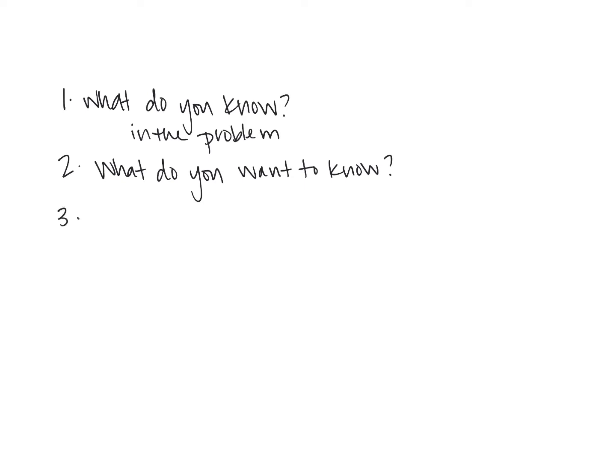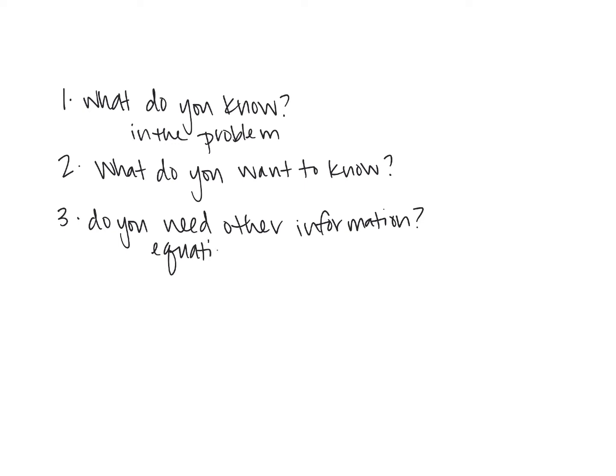So then number three, do you need other information? This would be things like an equation or a constant or something similar, something that would be provided for you, not necessarily something that you would have to just come up with. And so the fourth step would be solve the values, AKA use the calculator.